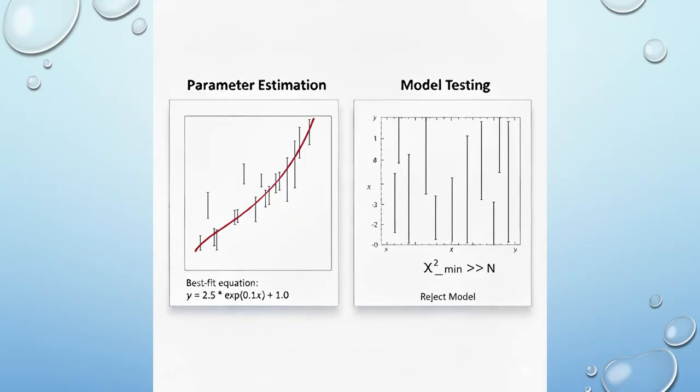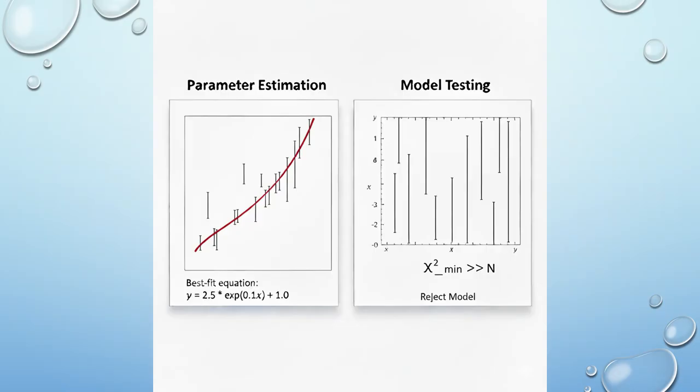When you perform an experiment, you're usually trying to accomplish one or both of two objectives. First, you may be trying to obtain the best estimate for a physical property. For example, you may be trying to obtain the best estimate of little g, the acceleration due to gravity. Obtaining the best estimate of a physical property is called parameter estimation.